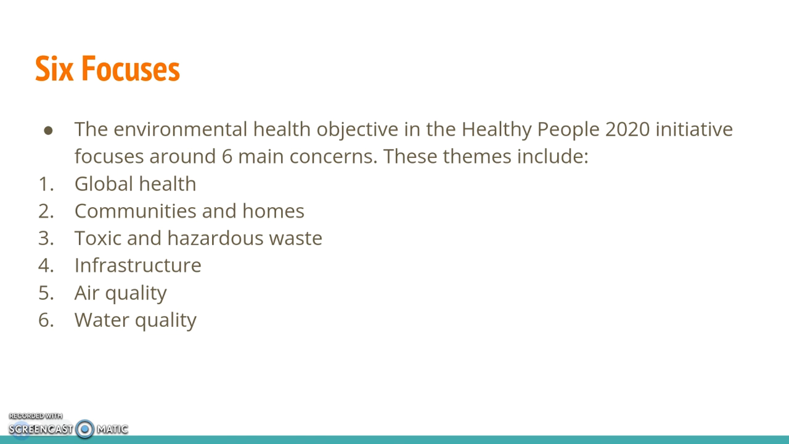So there's 6 focuses that the Healthy People 2020 initiative breaks down the environmental health objective into. These themes include global health, communities and homes, toxic and hazardous waste, infrastructures, air quality, and water quality. And I'm going to be going a little bit in depth on each of these because all of the objectives within the main objective are broken down into these categories.